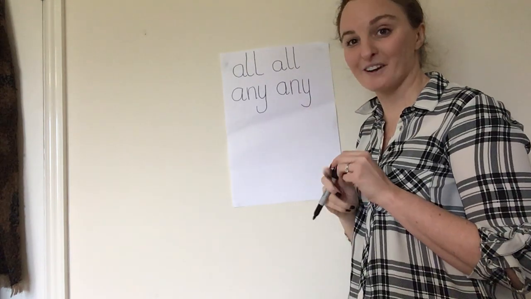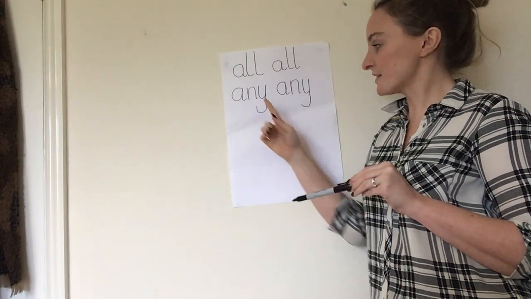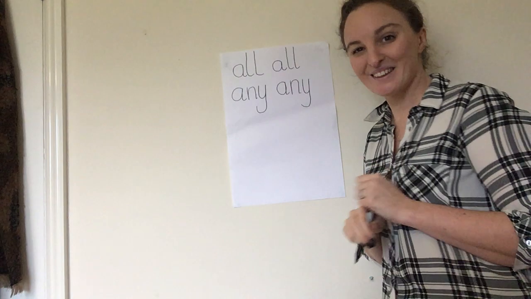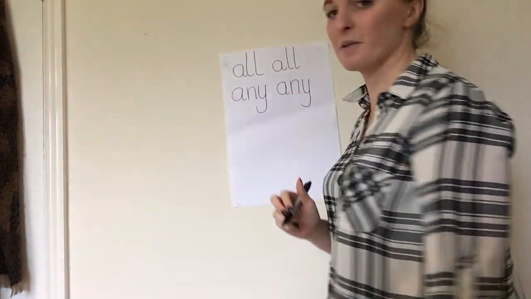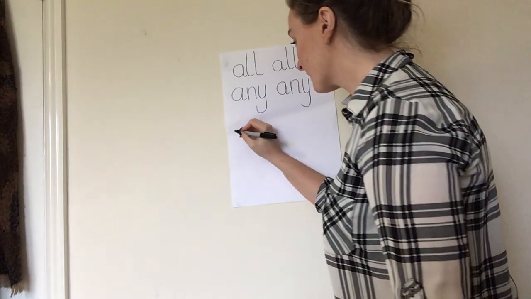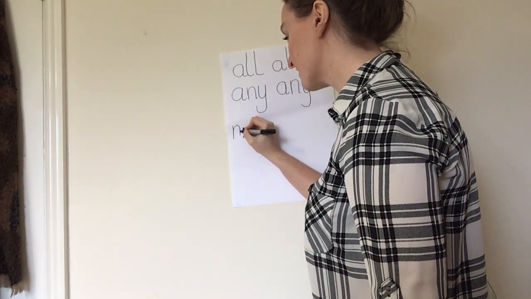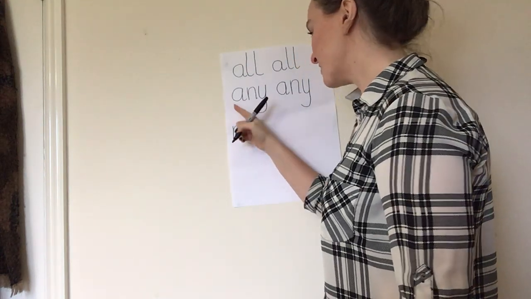The last word we're going to do today is many. So if this is how we spell any, can you guess how we spell many? M-A-N-Y. So let's give it a go. We're going to start with our M. So we go down, up, around, and then we do our any.